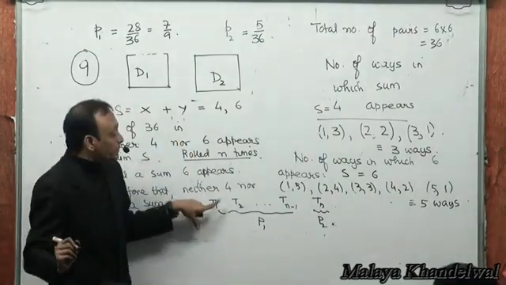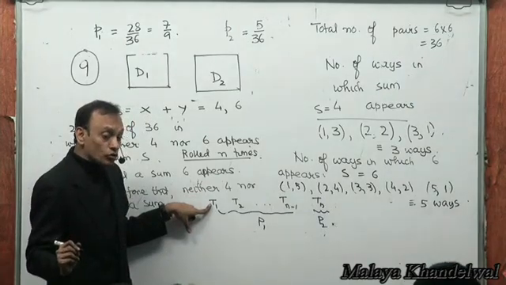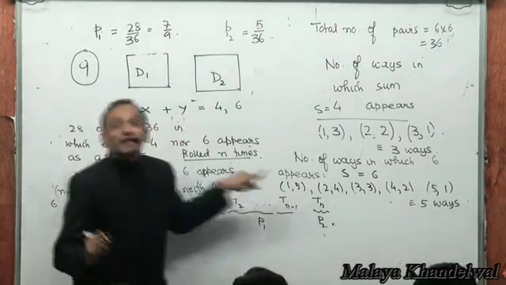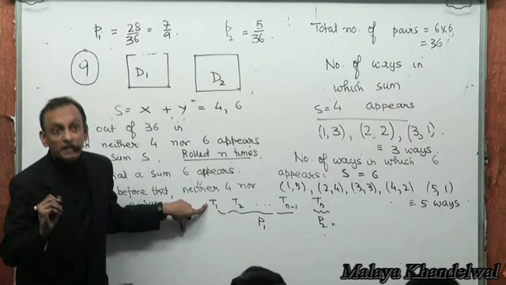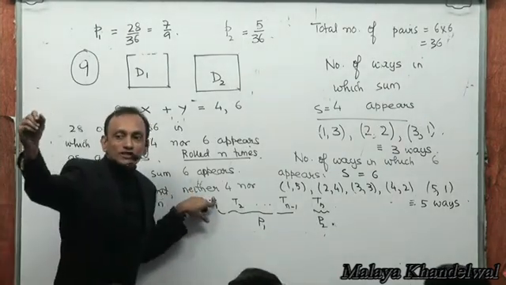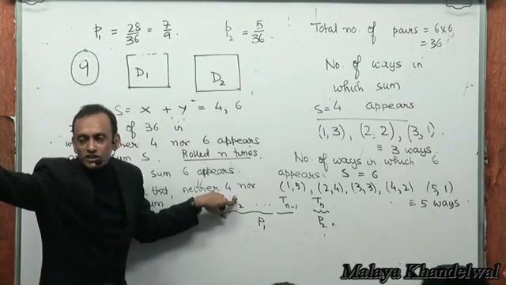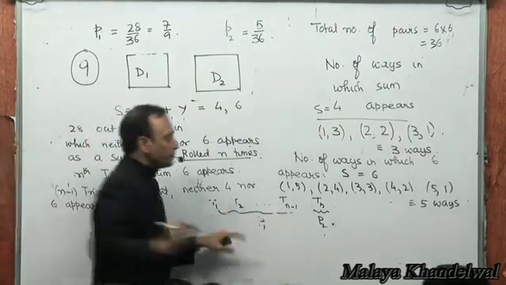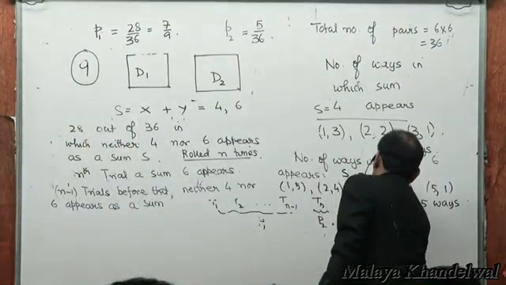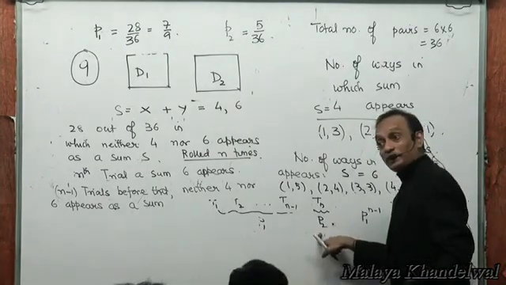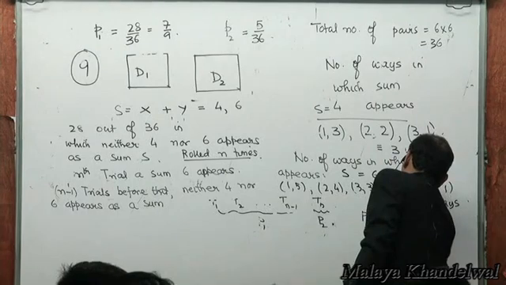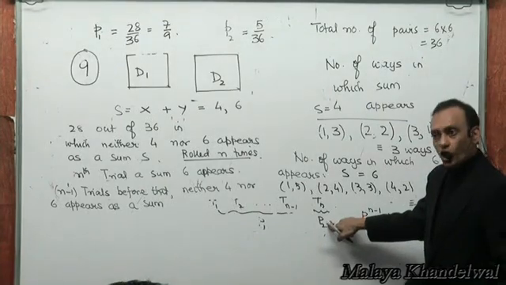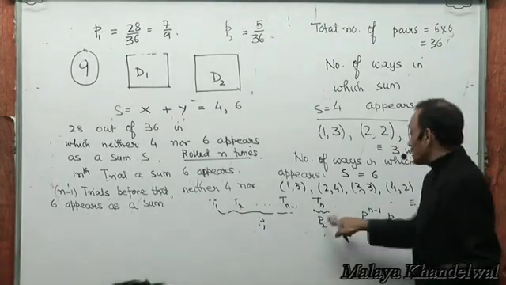So the probability that a sum of 4 or 6 does not appear in T1 and T2 and T3 up to Tn minus 1 is the probability that 4 or 6 doesn't appear in T1, into that in T2, into that in T3. That's all P1, P1, P1, so that makes it P1 to the power n minus 1. For the given event to take place, the required probability is P1 to the power n minus 1 into P2. And I want sum 6 to appear in the nth trial. Yes or no?